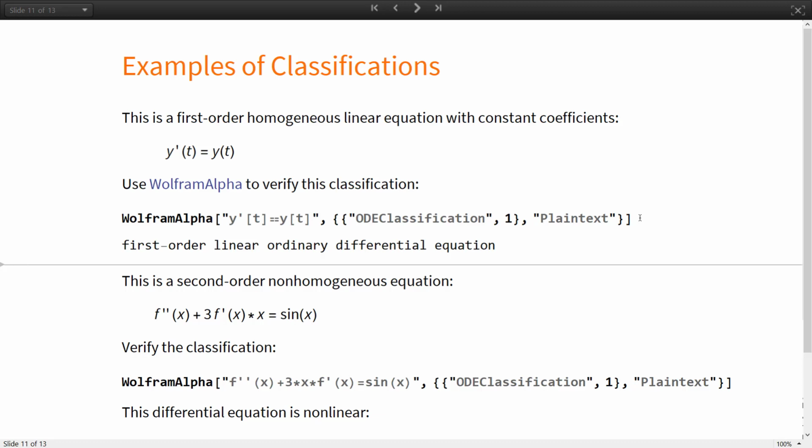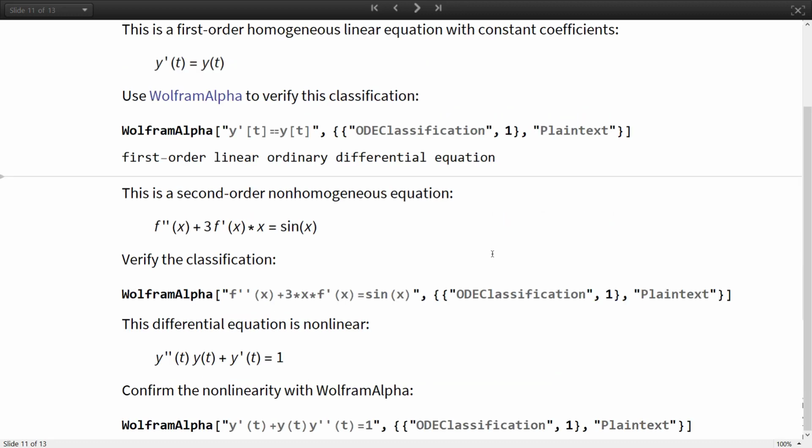The second argument in the Wolfram Alpha call is selecting just the part of the Wolfram Alpha output that we are interested in. Considering this differential equation here, we can see that it is a second-order non-homogeneous differential equation, where sine of x is the non-homogeneous term. Once again, we can use Wolfram Alpha to verify this classification.